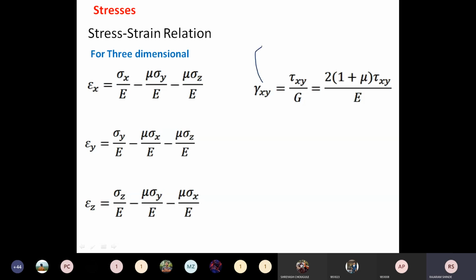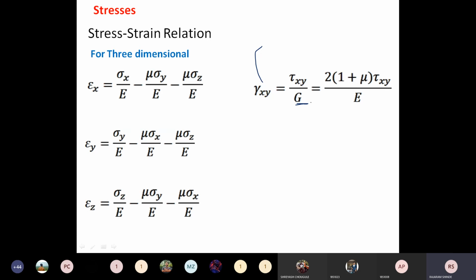Gamma xy is your shear strain, shear strain in the xy direction. Tau xy is the shear stress. Now here, G is the modulus of rigidity, that is, shear strain is equal to shear stress upon modulus of rigidity. Do you agree with this?